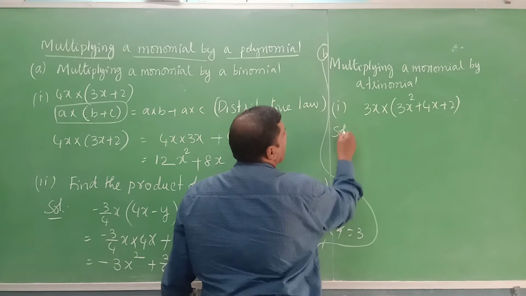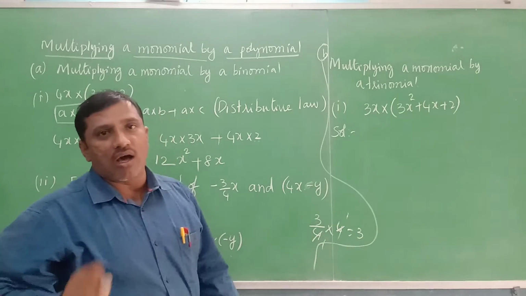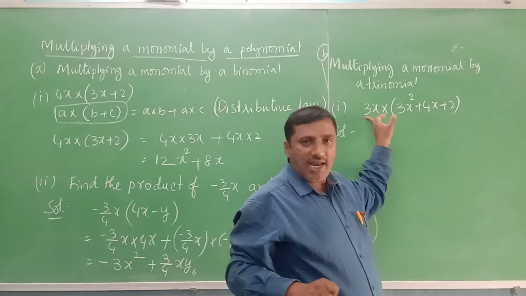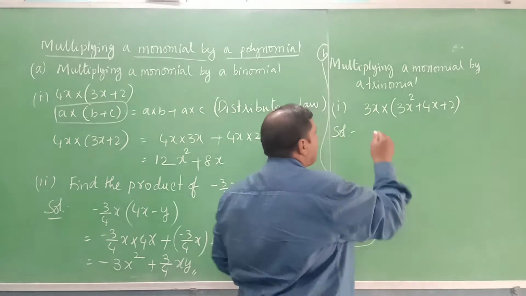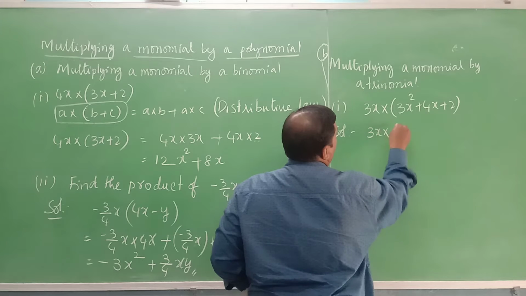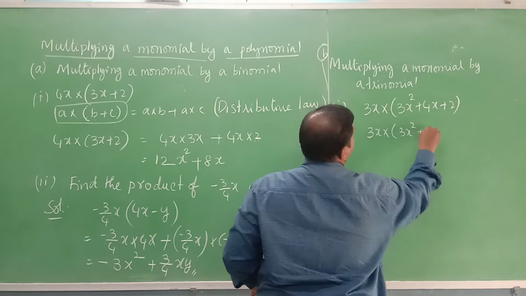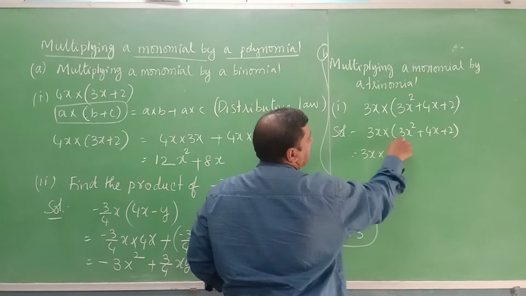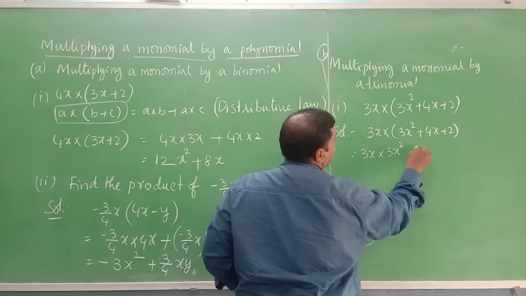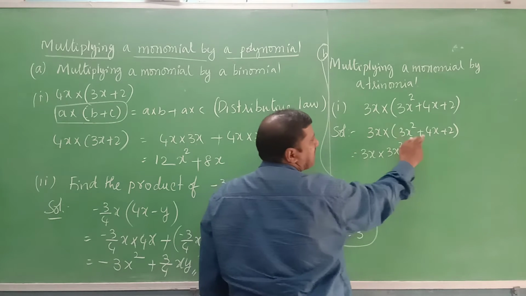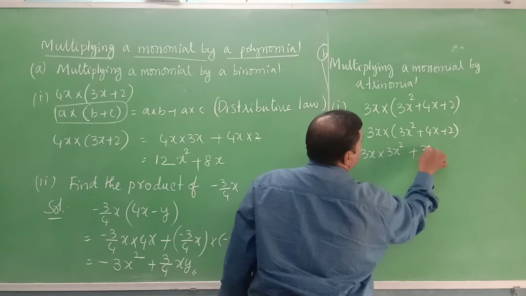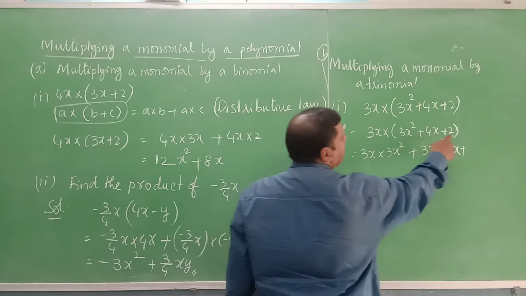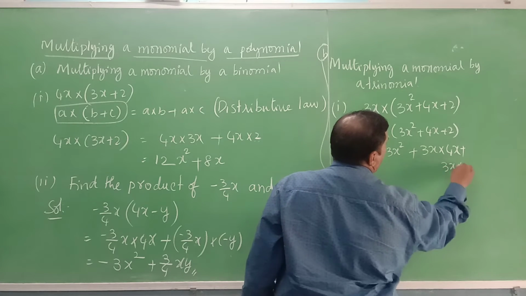How do we multiply? Again here we use the distributive law. That is, each and every term of the trinomial is multiplied by the monomial. That is, we get 3x into 3x square plus 4x plus 2. That is, 3x is multiplied with 3x square, plus again 3x is multiplied with the second term of the trinomial 4x, 3x into 4x, plus again 3x is multiplied with 2, that is 3x into 2.